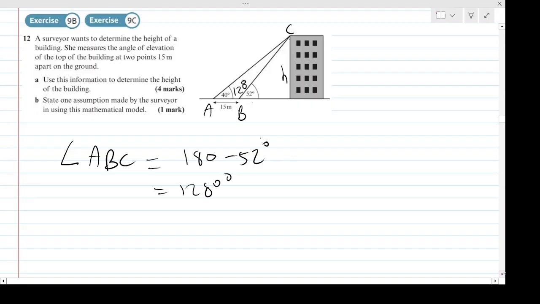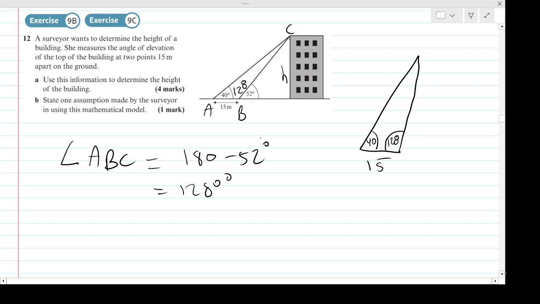So now we've got, actually I'll redraw it. I'm going to redraw the first triangle with that filled in. So I know this angle's 40 and I know that angle now is 128. And I also know this side here is 15. Well then, I've got two angles and a side. I can then work out another side, because remember, with two sides and two angles I'm dealing with, I can use the sine rule.